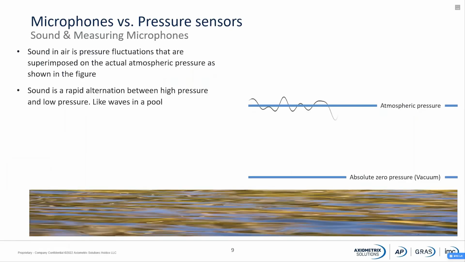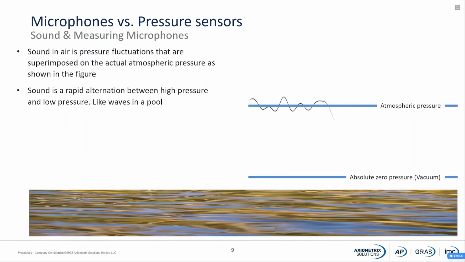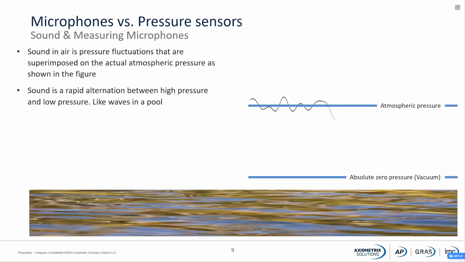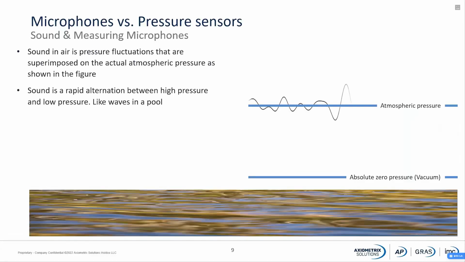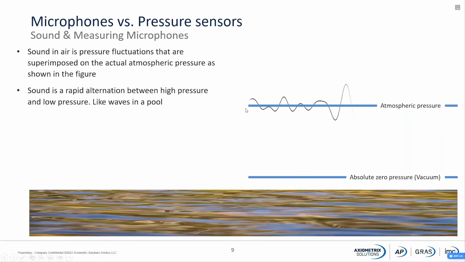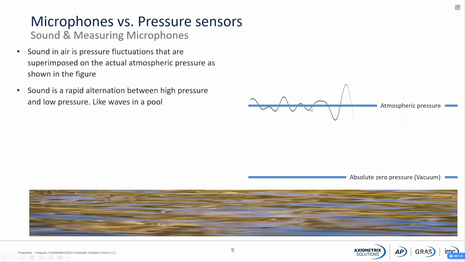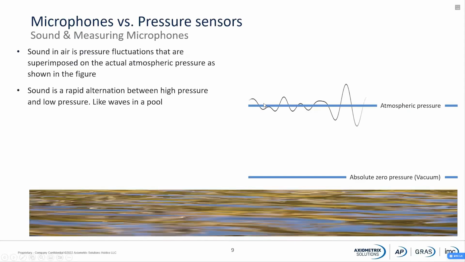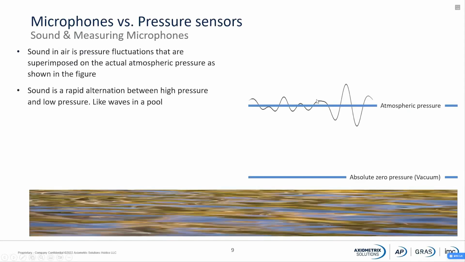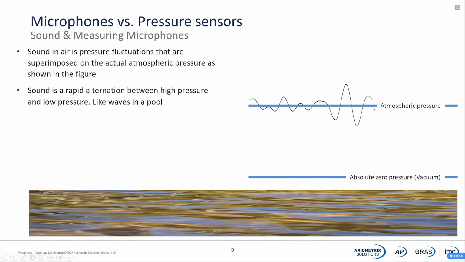So what are we actually measuring when talking about a microphone, a measurement microphone? Well, if you take a look at this picture here, you will find out that you see the atmospheric pressure, the blue line, and you see a curve that is going on top of that. It is actually the sound wave that is superimposed on the actual atmospheric pressure as shown in this picture here.